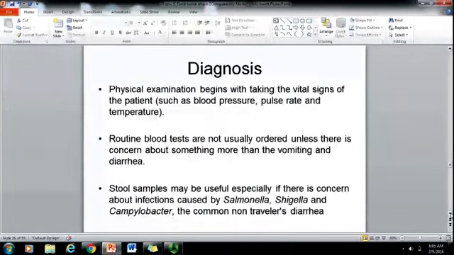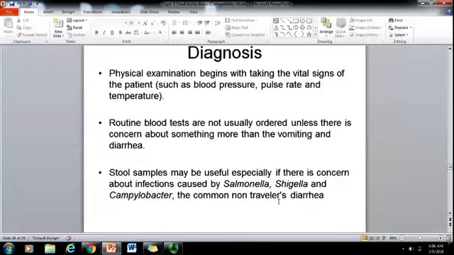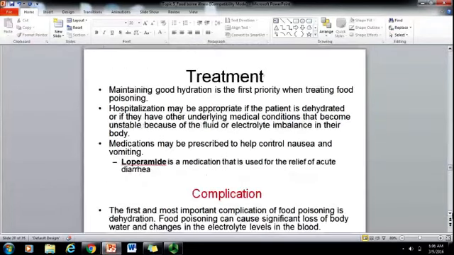In foodborne illness, most of the diagnosis is from the physical examination, where the patient is checked for vital signs and organs. A blood routine test is not a usual concern. Usually the diagnosis can come from stool samples, if there is a concern of cases caused by Salmonella, Shigella, or Campylobacter jejuni. That is the diagnosis for foodborne illness.